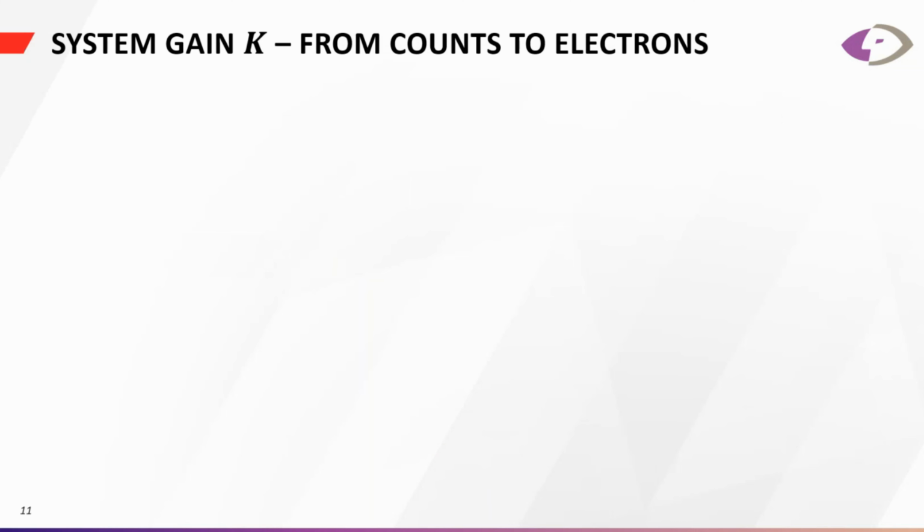Move on to system gain. So this is how you get from counts to electrons. This is necessary to evaluate important values about sensitivity. When you're looking at the EMVA spec sheet, I wouldn't necessarily use system gain to evaluate sensitivity in an intuitive manner, but it is necessary to evaluate stuff like quantum efficiency and temporal dark noise.